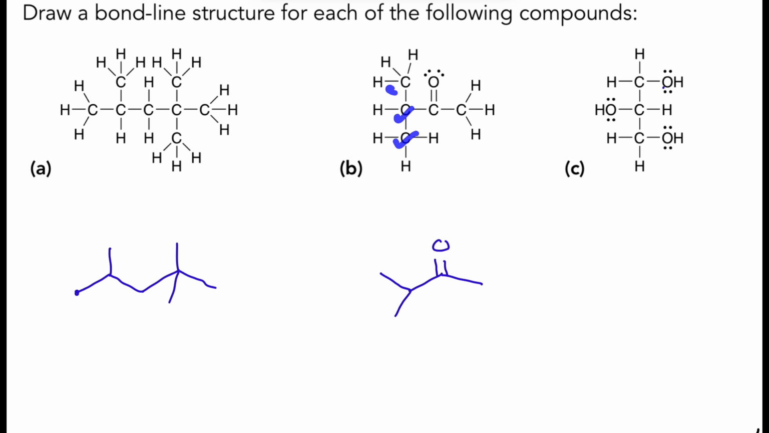So 1, 2, 3, 4, 5 carbons. Next here we have 1, 2, 3 carbon atoms, and every carbon has one OH group. So here we have an OH group, here we have an OH group, here also we have an OH group. Lone pairs may or may not be indicated. So this is about representation of organic compounds.